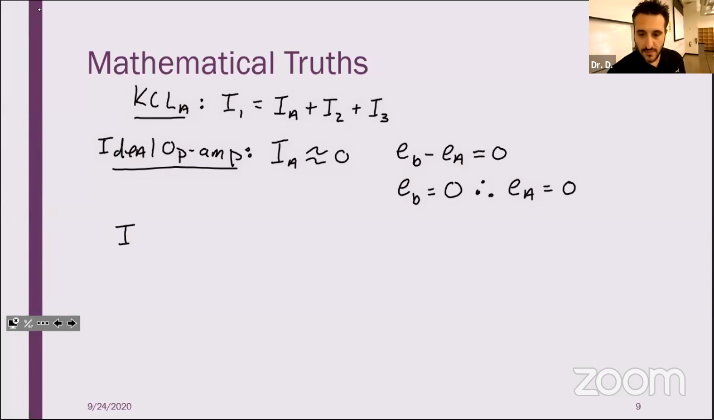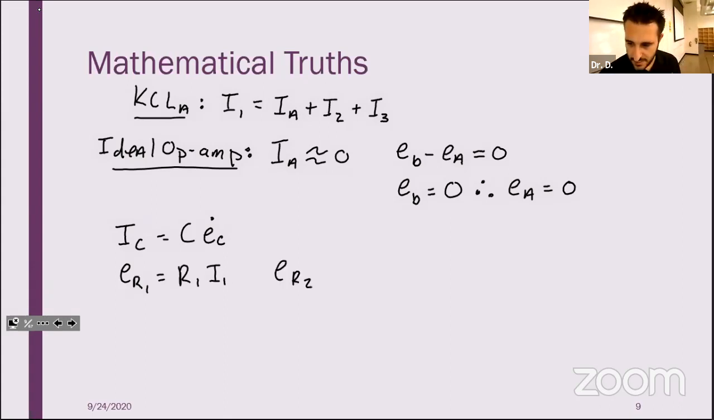I also know from my element equation that Ohm's law in general is E sub R equals R times I. Let's write it for R1, and E sub R2 is equal to R2 times I2. So hey, that's where we're at. No big deal, we knew all those things.